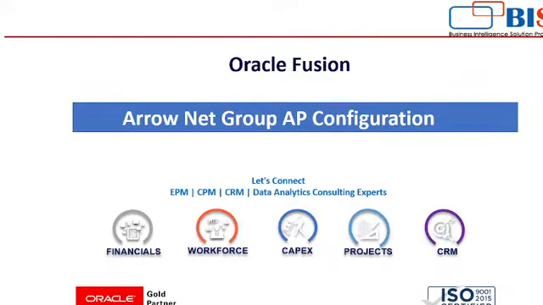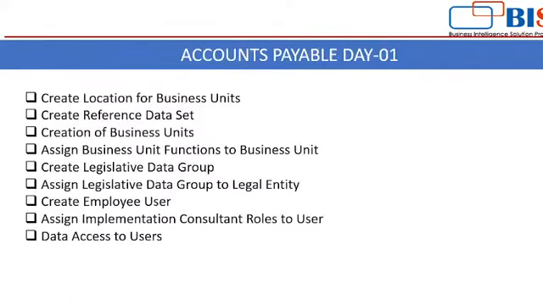So in the last session of our webinar, we discussed how to configure the AP configuration. These are the configurations that we have done in the application. We created the location for the business unit, then we created the business unit reference data set, then we assigned the business unit function to that business unit.